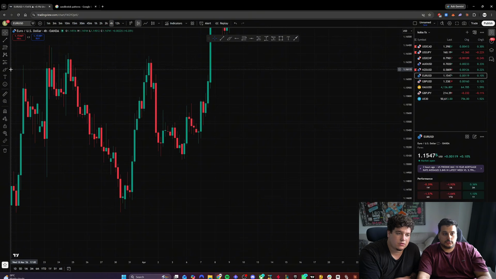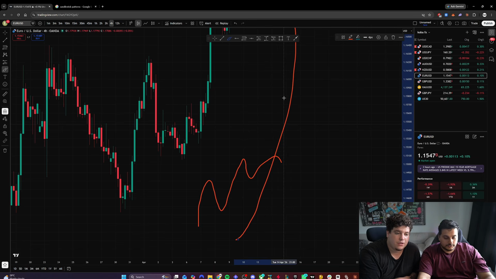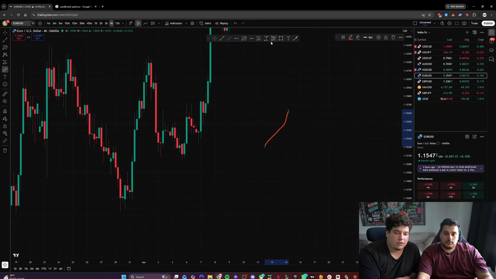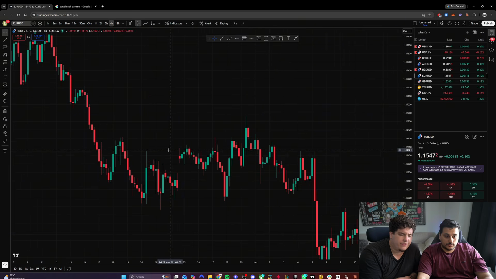Remember, I told you the market always works in waves. It will never be straight up. Very important. So that's the engulfing candle. Next is going to be teaching you the pin/hammer. Let me find one for you.